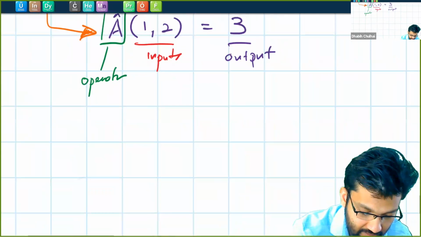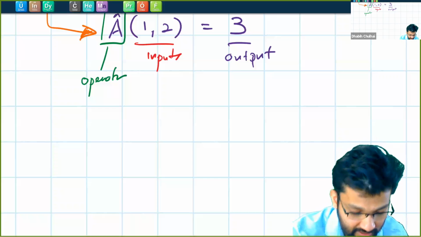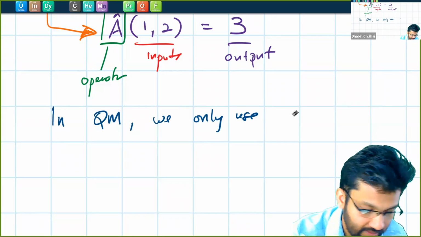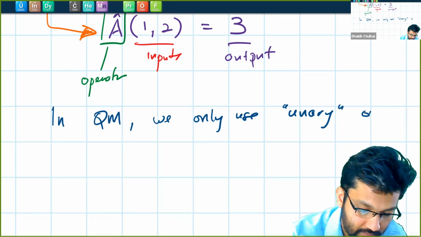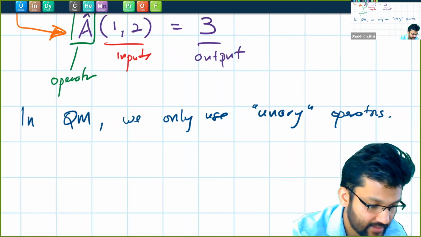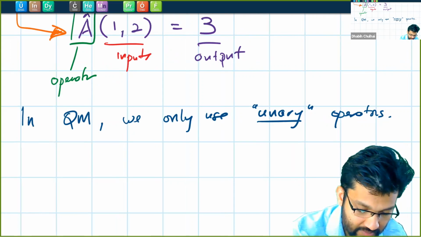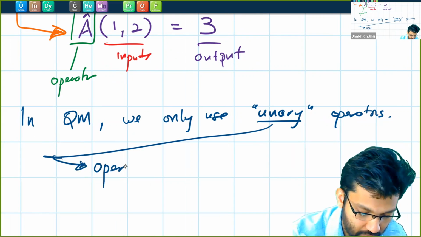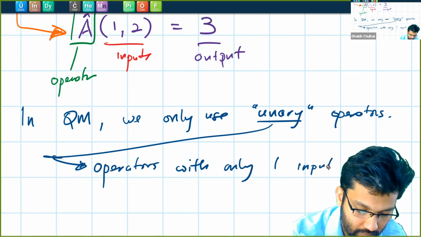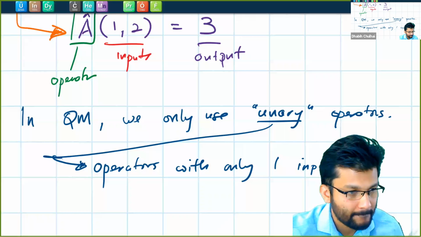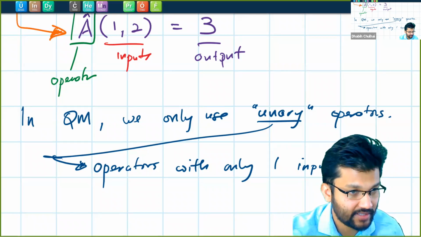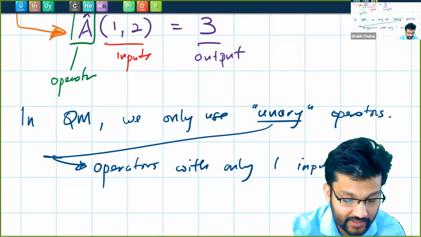So here is something, though, that I want us to focus on. In quantum mechanics, we only use unary operators. Right? What that means is unary here means operators with only one input. Please let me know if I'm going too fast, because I think all of these would be new math and new concepts at this point. So if you want me to slow down, please let me know.